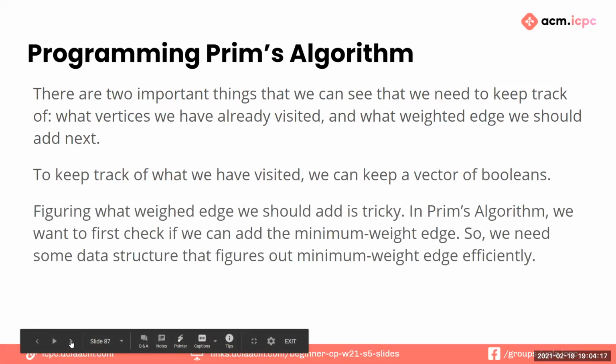In Prim's algorithm, we first want to check if we can add the minimum weight edge. So we need some data structure that figures out the minimum weight edge efficiently. Is there even a data structure that does that? Turns out, yes, there is. It exists, and we call it a min heap.